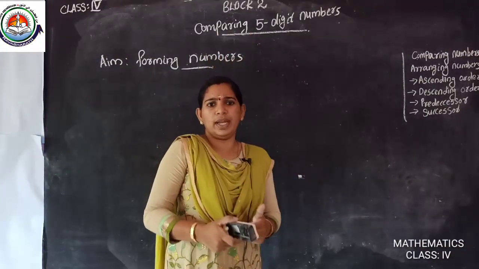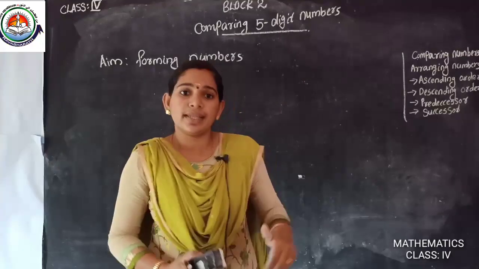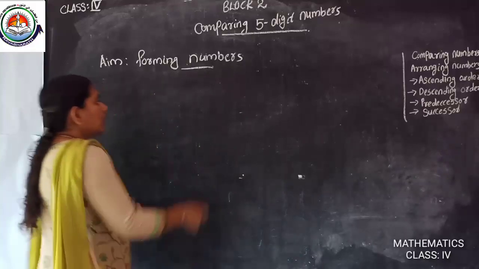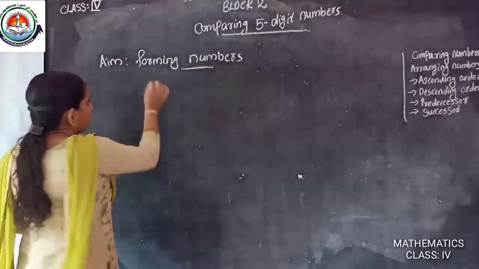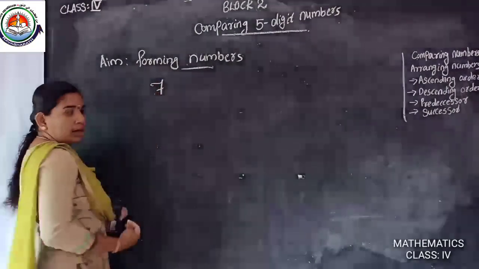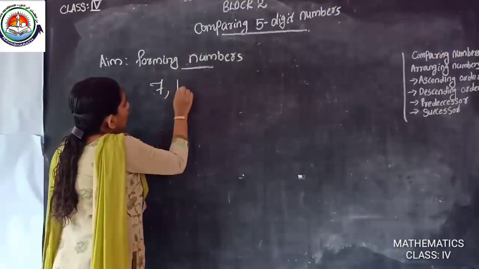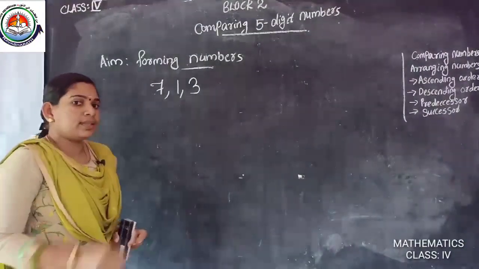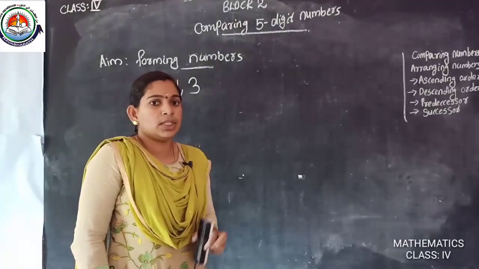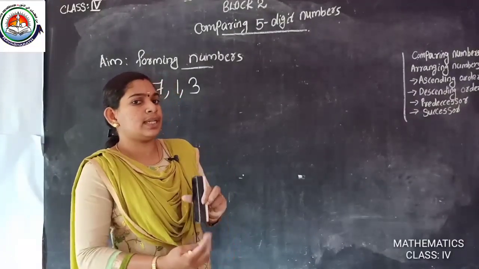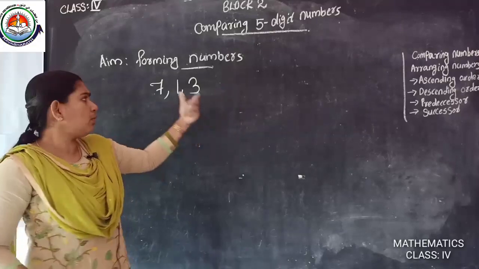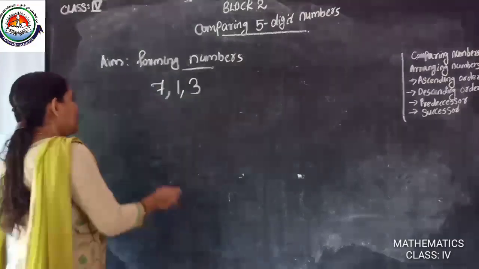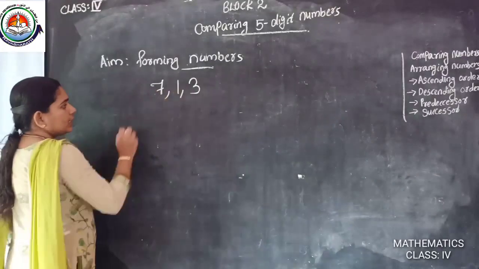But now we are discussing 3-digit numbers first. How do we form a number using 3-digit numbers? I wrote here some numbers: 7, 1, 3. Three digits are there. So, how do we form a 3-digit number using these digits? Not repeating the digits. We'll check it.